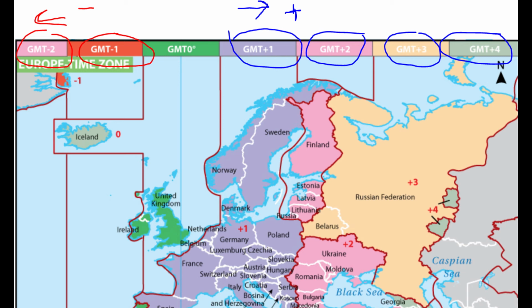If the time was 2 o'clock in the afternoon in the United Kingdom, what time would it be in Norway? All right, it would be 3 o'clock in the afternoon. If the time was 2 o'clock in the afternoon in the United Kingdom, what time would it be in Russia? You're right, it would be 5 o'clock in the afternoon, because Russia is 3 hours ahead of the United Kingdom.